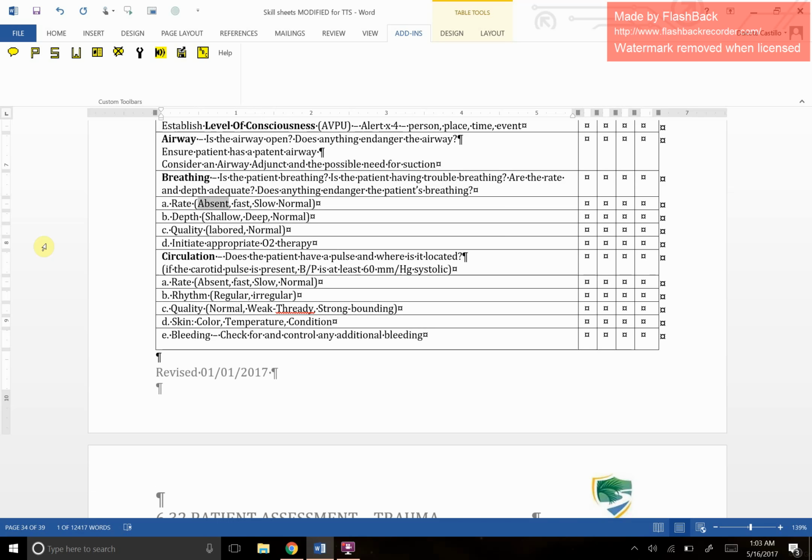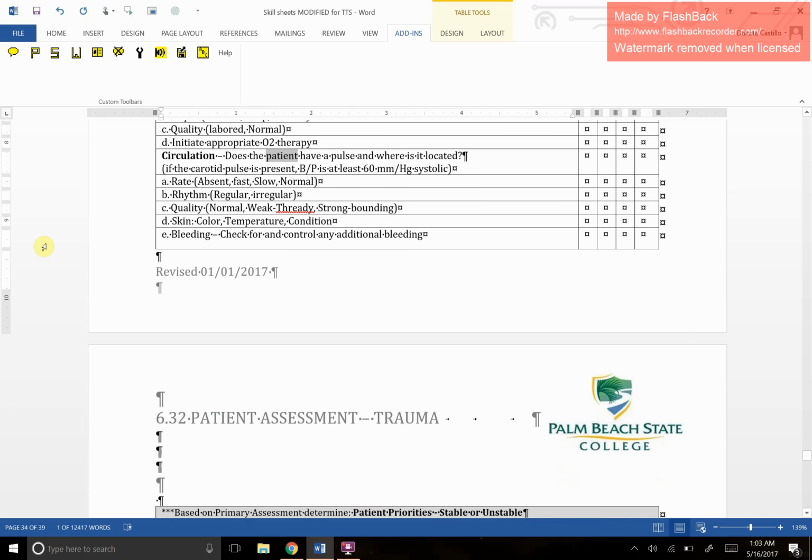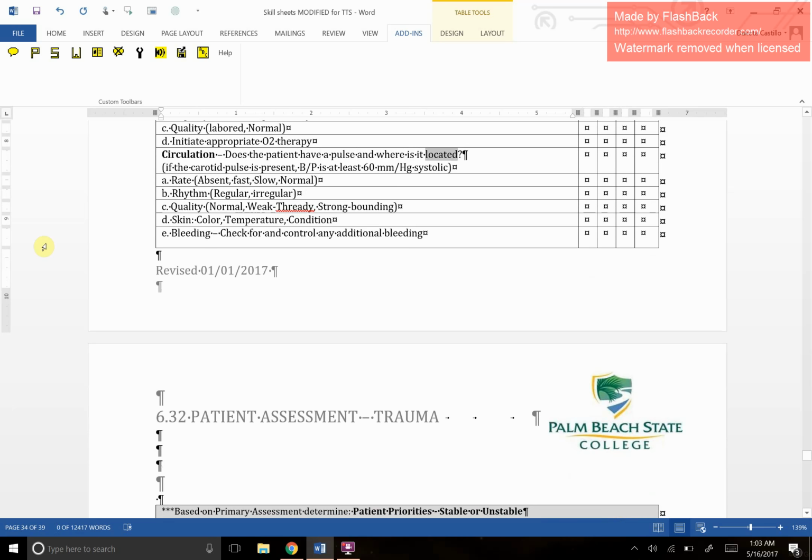A. Rate: absent, fast, slow, normal. B. Depth: shallow, deep, normal. C. Quality: labored, normal. D. Initiate appropriate O2 therapy. Circulation. Does the patient have a pulse and where is it located? If the carotid pulse is present, B/P is at least 60 mmHg systolic.